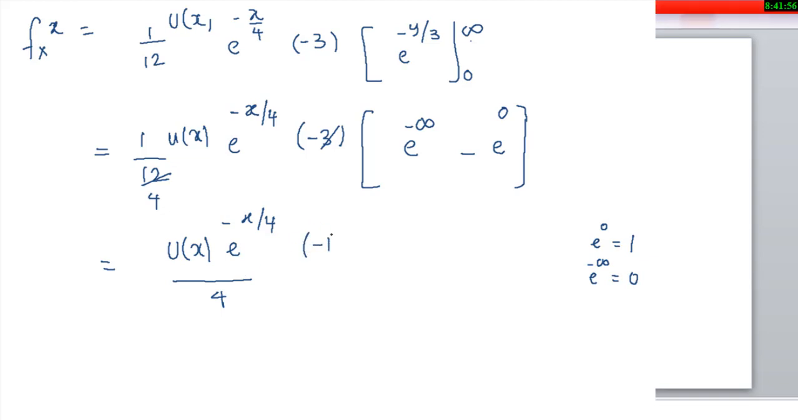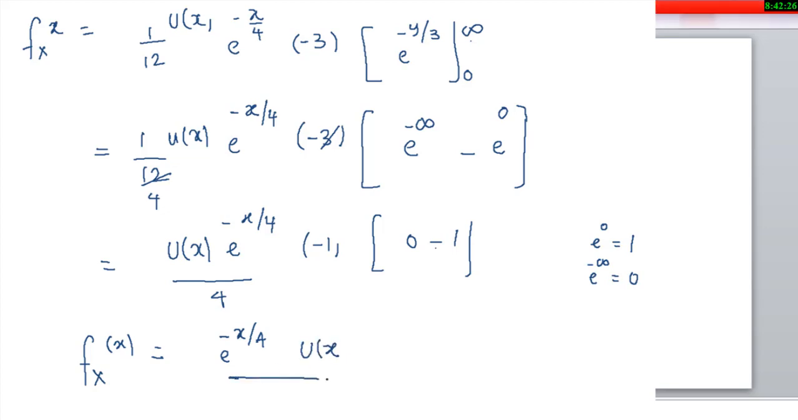Okay, this minus 1 is as it is. Over here, 0 minus 1. This minus 1 into this minus 1 will become plus 1. So I'll be getting f of x is equal to e power minus x by 4, u of x, by 4. Okay, this is my marginal function of x.